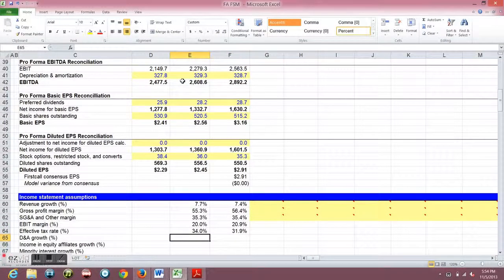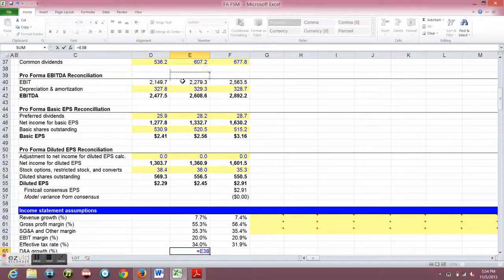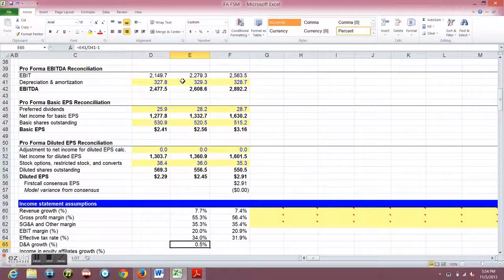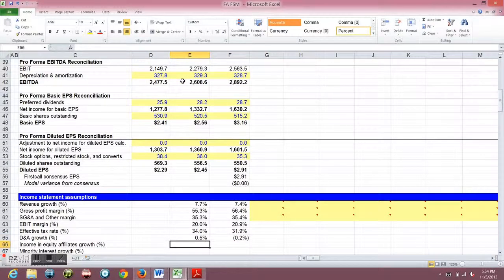But D&A growth is going to be your depreciation and amortization. You take the current year and divide it by your previous year, and subtract 1, and that is your growth. You'll see a negative, but that happens. Don't freak out about that. Income and equity affiliates.